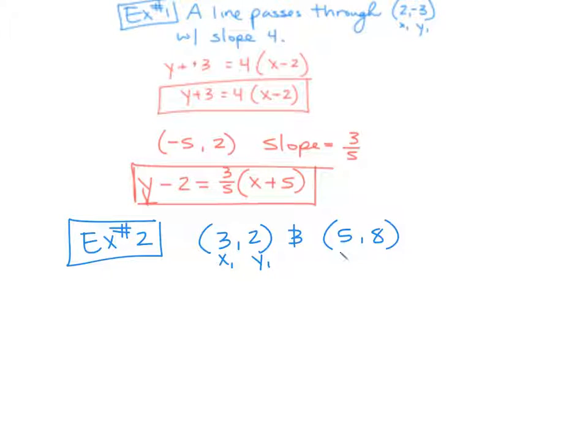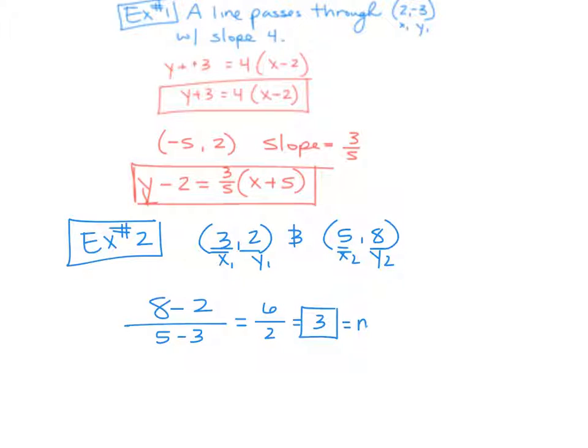It's x1, y1, x2, y2. You're going to do y2 minus y1 over x2 minus x1, right? Slope formula. So it's going to be 8 minus 2 over 5 minus 3. So 8 minus 2 is 6. 5 minus 3 is 2. 6 divided by 2 is 3. So that's your m, okay? That's your slope.